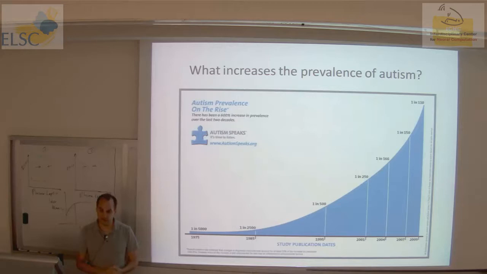Is it the same all over the world? Roughly, yes. Not exactly in the same numbers. For example, here in Israel, the estimation of the current prevalence is around 1 in 150. So it depends. But there is a rise in the frequency in all the countries that people are studying, which is the Western world. Non-Western world, we don't really know what's going on.